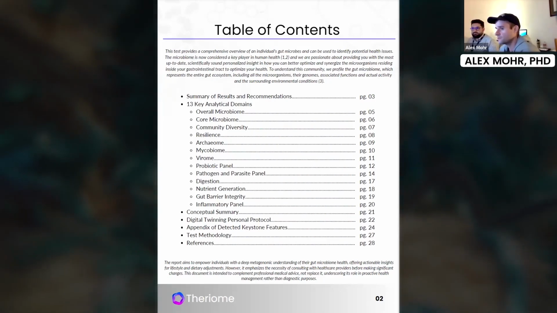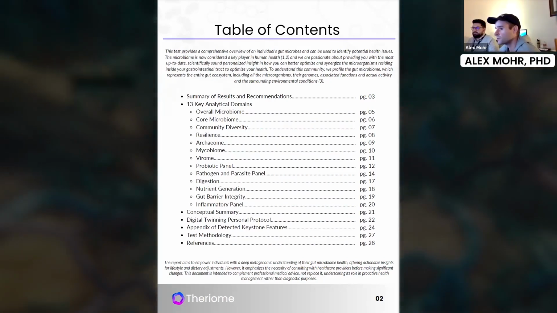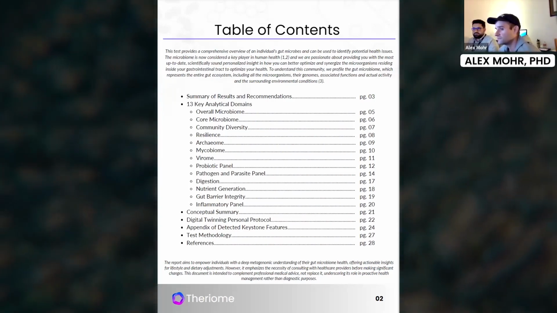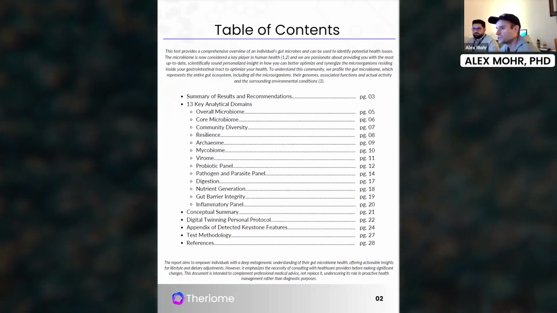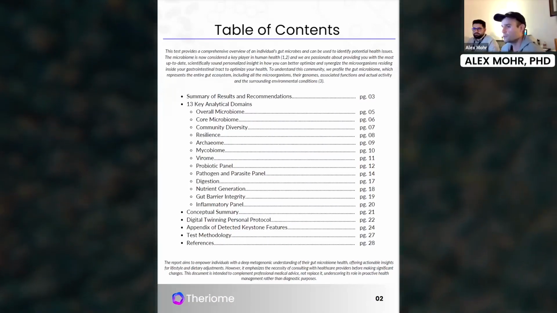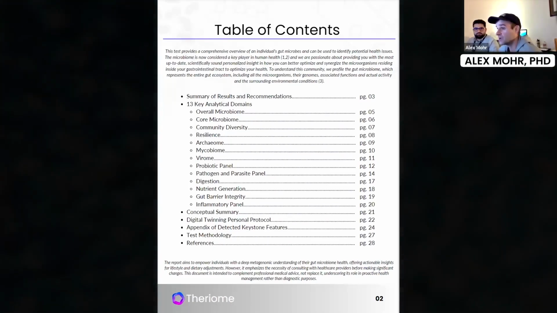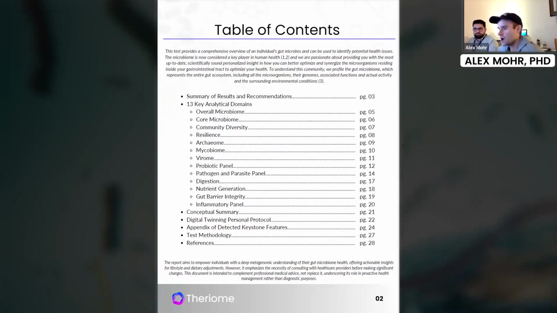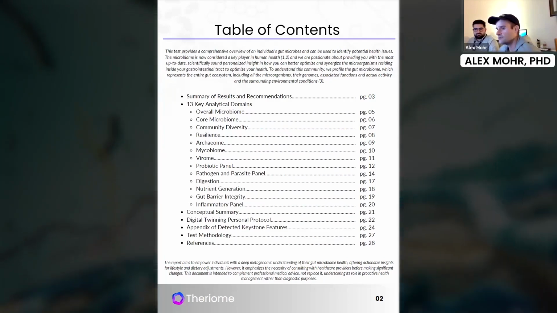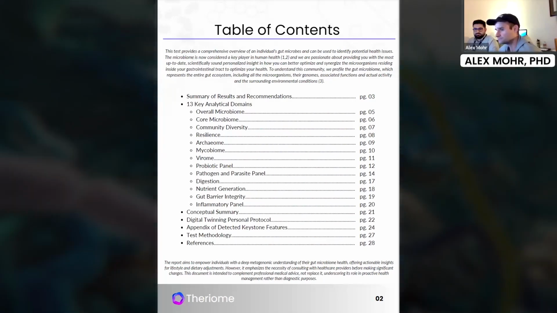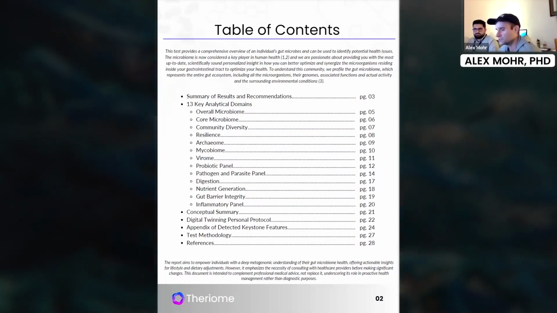Core microbiome, community diversity, resilience, the archaeome. So we're breaking it out by kingdom: the bacteriome, fungus, obviously the virome. Then we get into some more standardized panels, like the probiotic panel at the strain level, and then the pathogen and parasite panel, which I think is very, very detailed compared to other players in the market, including GI-MAP, based on the importance of the gut microbiome and things like digestion and nutrient generation. I thought those were an obvious inclusion.